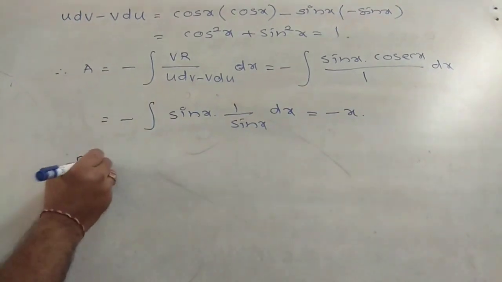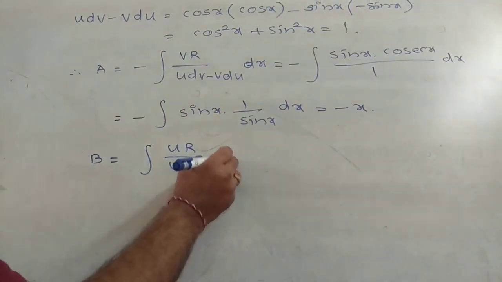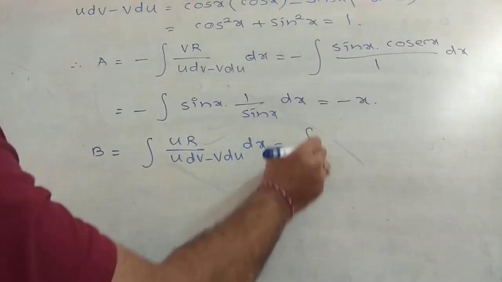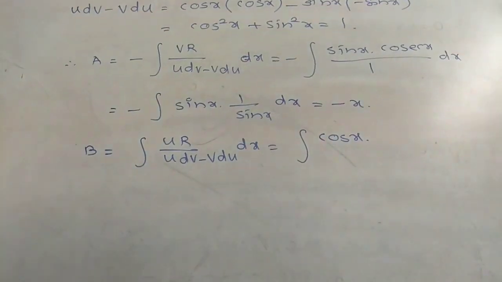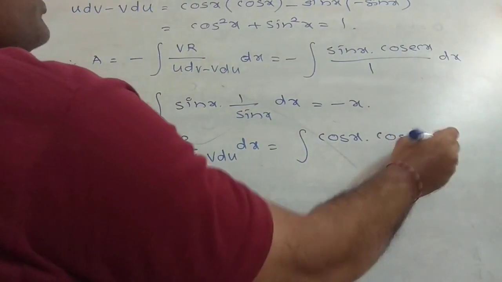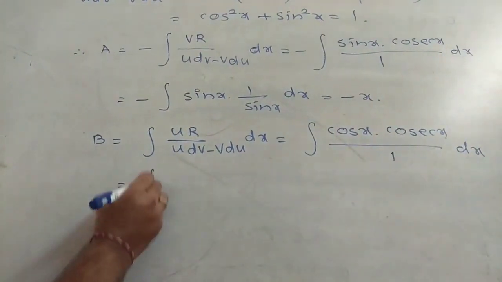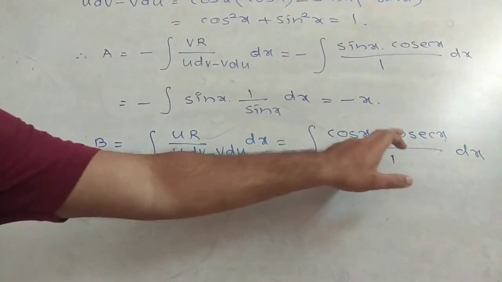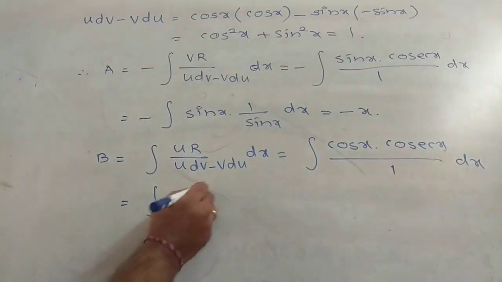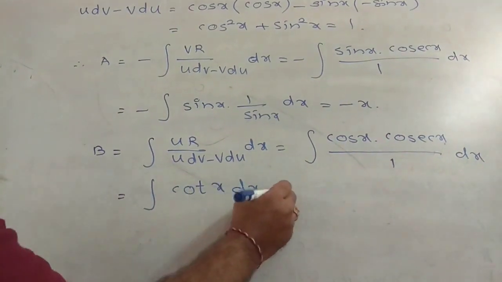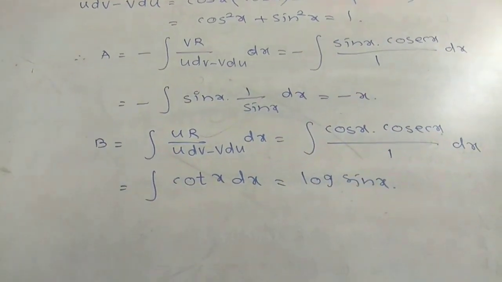Now you are finding the B. The formula is integral of ur divided by udv minus vdu, of dx. This is integral of u. What about u? It is nothing but cos x. And what is r? It is cosec x divided by udv minus vdu is 1, of dx. This is equal to integral of cos x. Cosec x can be taken as 1 divided by sin x. Cos by sin, which is nothing but cot x, of dx. What is integral of cot? It is logarithm of sin x.